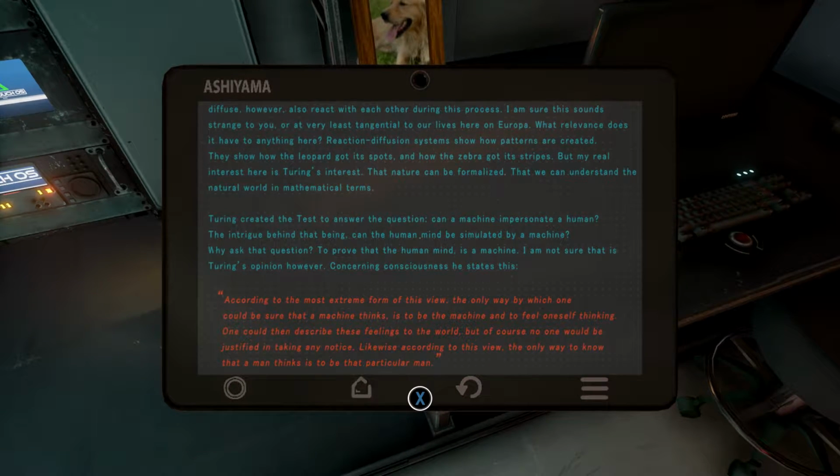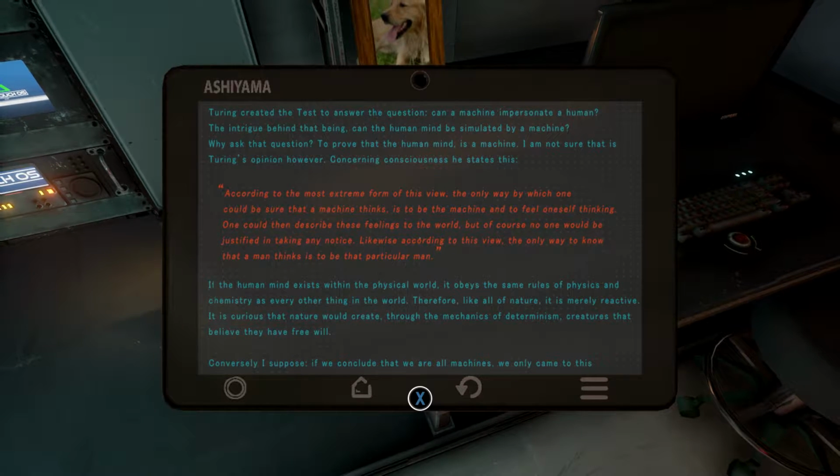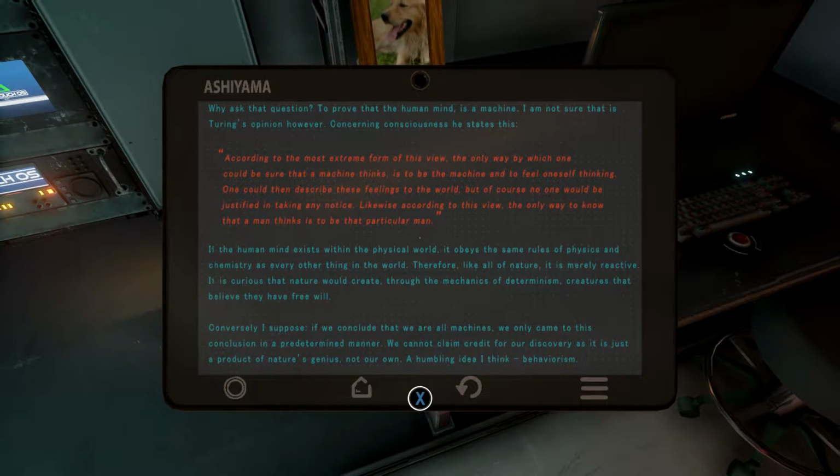I'm not sure that is Turing's opinion, however. Concerning consciousness, he states this: According to the most extreme form of this view, the only way by which one could be sure that a machine thinks is to be the machine and feel oneself thinking. One could then describe those feelings to the world, but of course no one would be justified in taking any notice. Likewise, according to this view, the only way to know that a man thinks is to be that particular man.